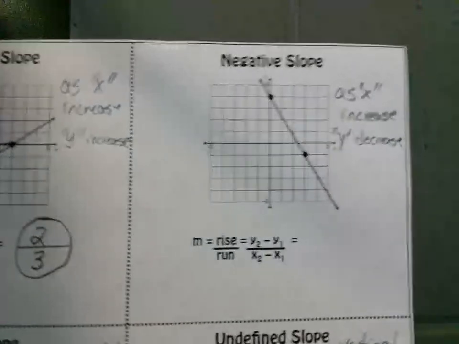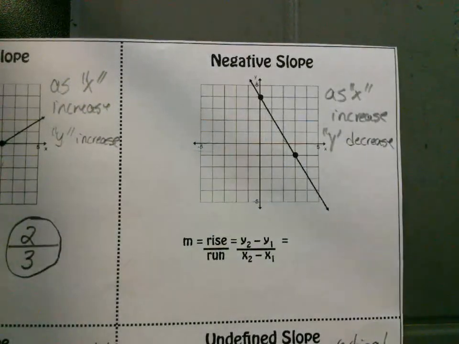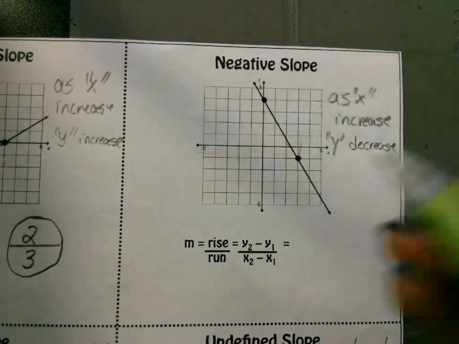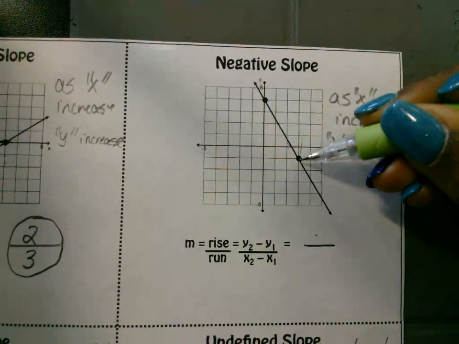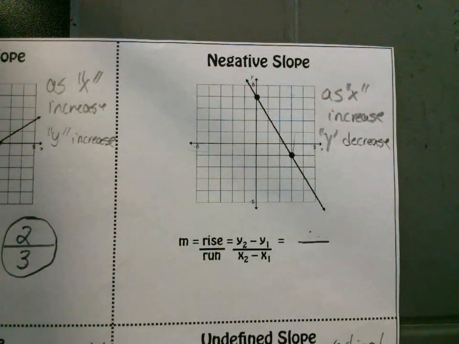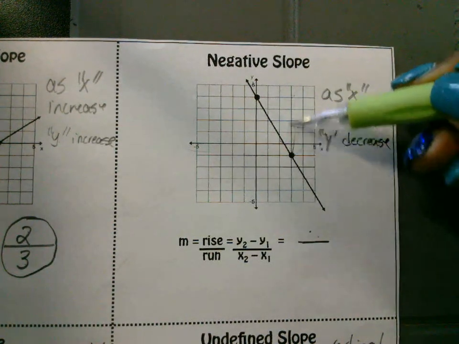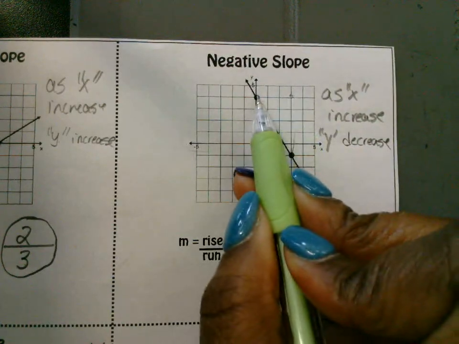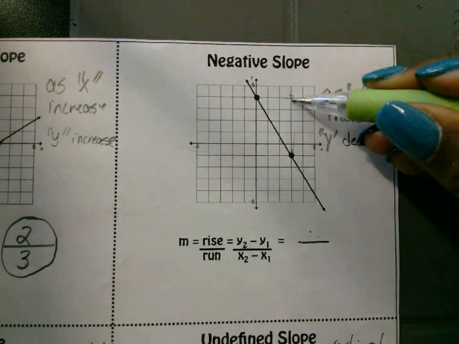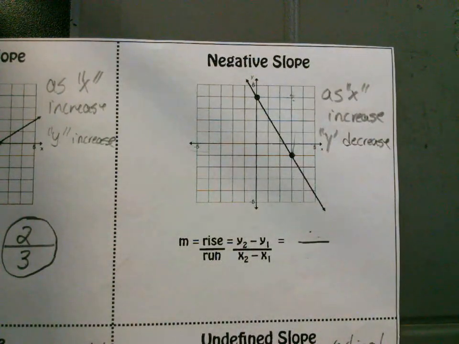Okay, see if you can do this one on your own. Let's start at this point right here and count how many units you have to go up. And let's put that number on the top. So count how far you have to go up and put that number on the top. Now from here, count how far you have to go over to the left, so that's a negative, and put that number on the bottom. Up and to the left to get to the second point.